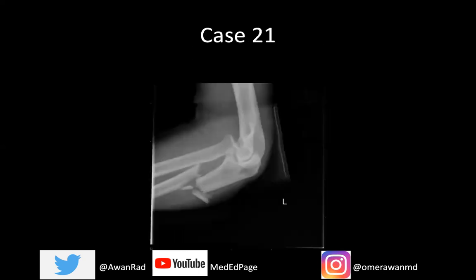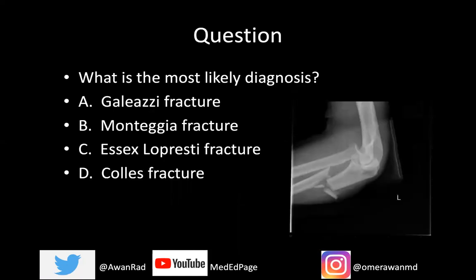Case 21, we have a trauma case with fractures. Notice that there's a fracture of the proximal ulna. There's a dislocation of the radial head at the elbow. What's the most likely diagnosis here? Well, with that pattern, you should automatically think of a Monteggia fracture, right?